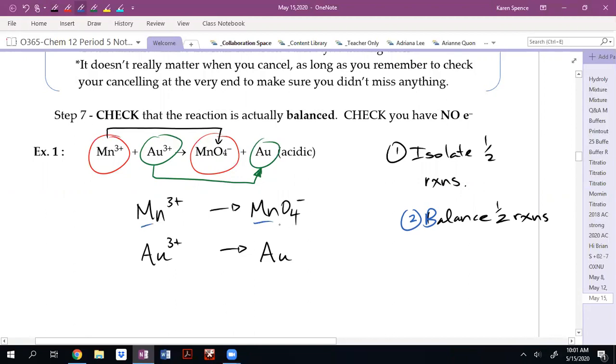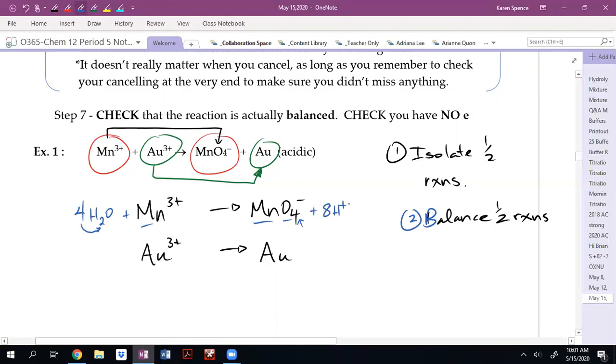Manganese and manganese, there's the same number on each side. Major atoms are taken care of. After the major atoms comes O, which we balance by adding water, H2O. How many do I need? I've got 4 oxygens, so I need 4 waters. Then I'm going to balance hydrogen by adding H+. I've got 8 hydrogens, so 8 H+.